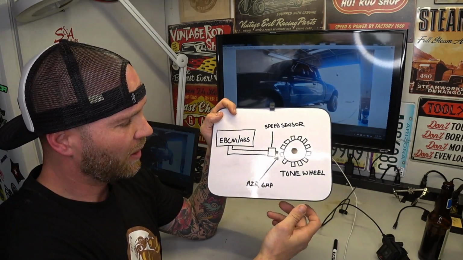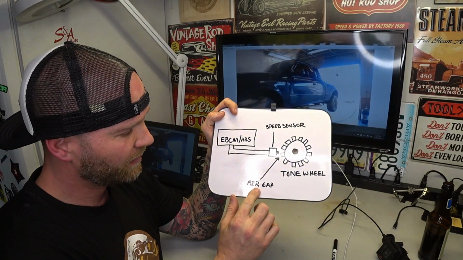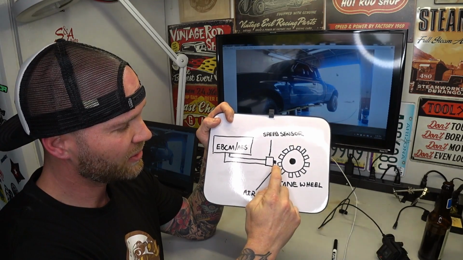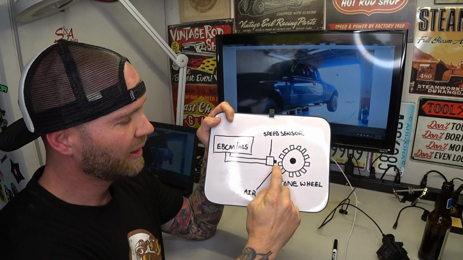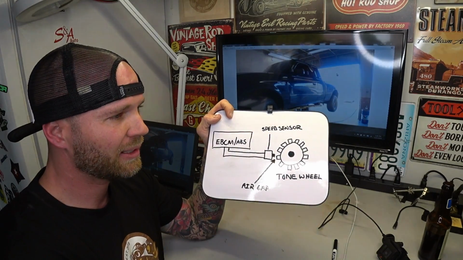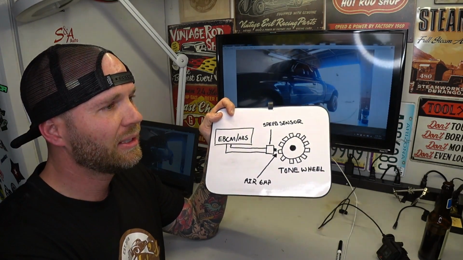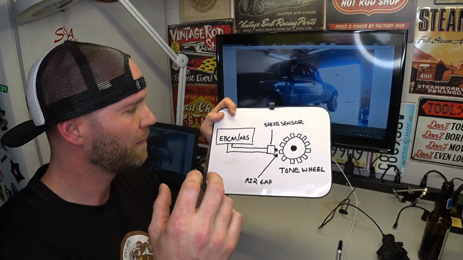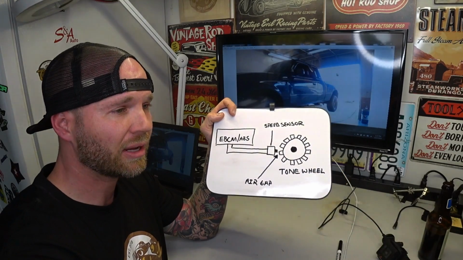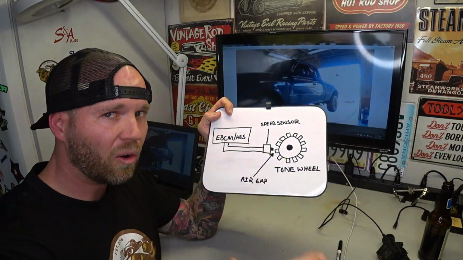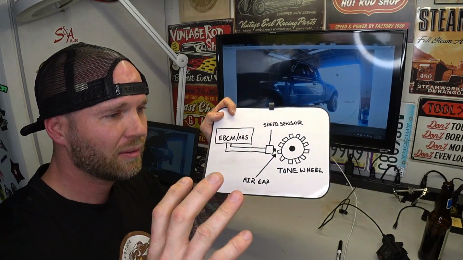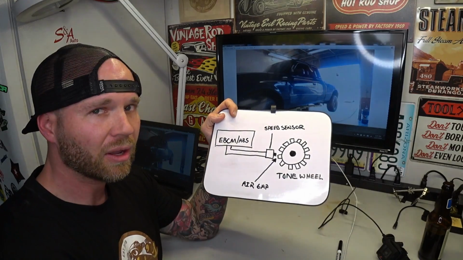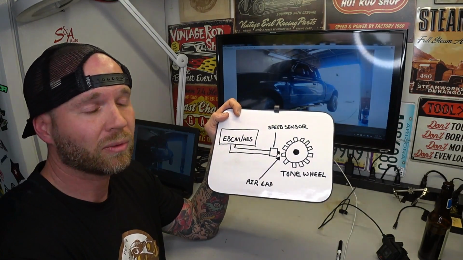Also, one thing you do want to note here: the distance between the tone wheel and the ABS sensor is the air gap. It's going to be different on every single vehicle, but you want to make sure that the air gap is the same from passenger side to driver side on all the sensors. If you have one that's too far out, the amplitude of the AC voltage is going to be lower than the other sensors. So that could be an issue.